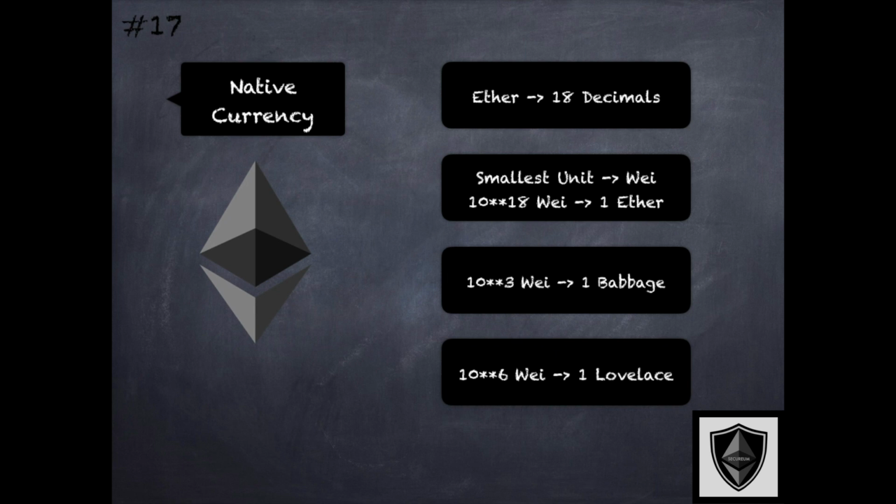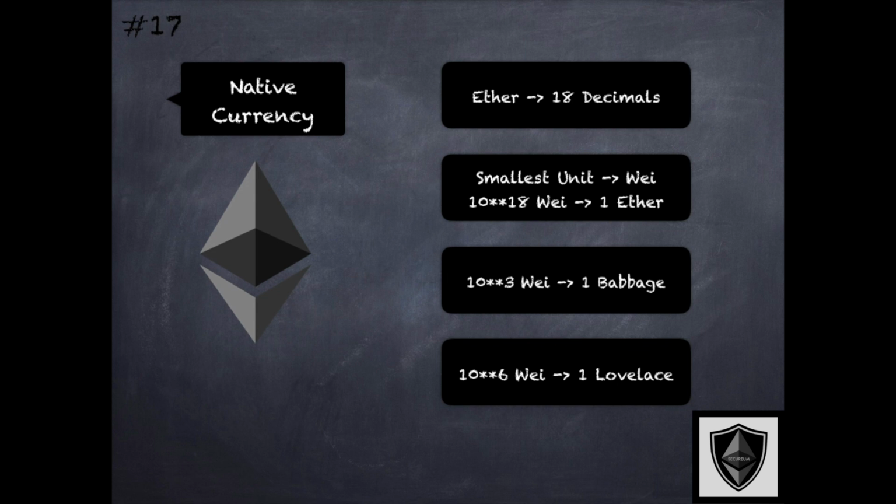is known as a Lovelace. Now, for those who are familiar with some of the history of computer science, computing, you'll see that these names come from Charles Babbage, Ada Lovelace, and in the case of Wei, it's Wei Dai. All these are names of really famous people who contributed a lot to computing and to cryptography. So that's some of the math behind the native currency of Ether.